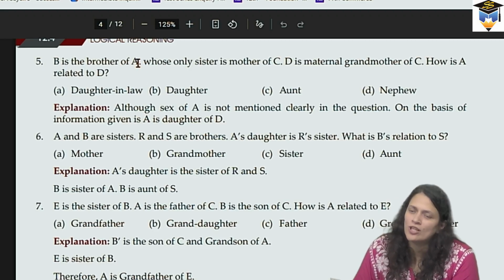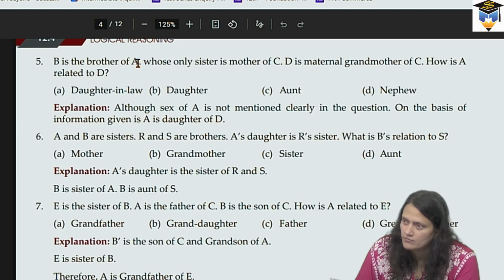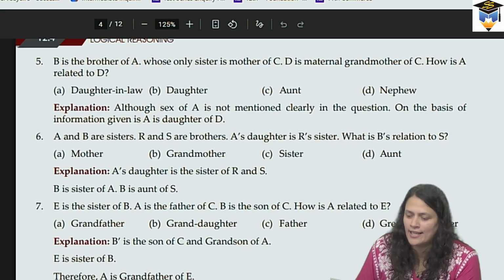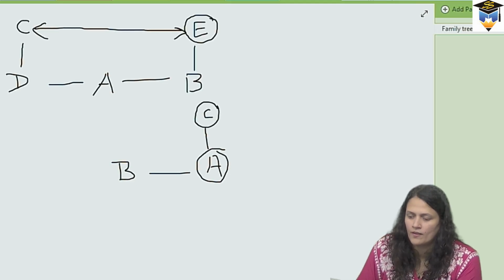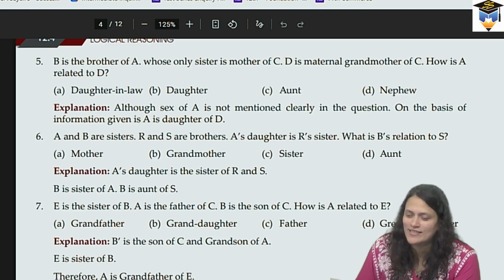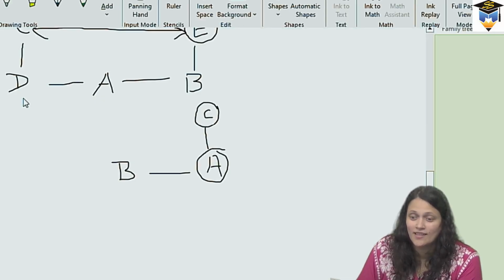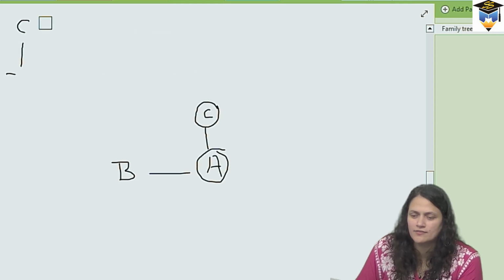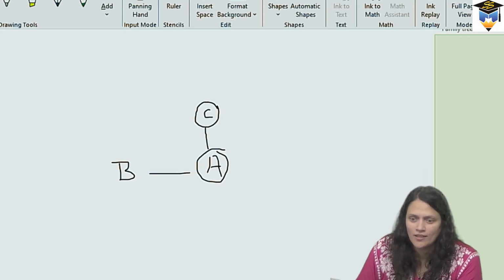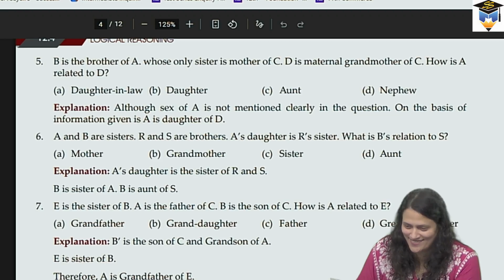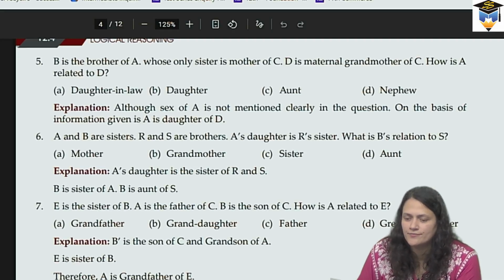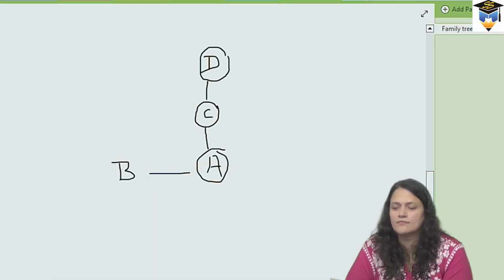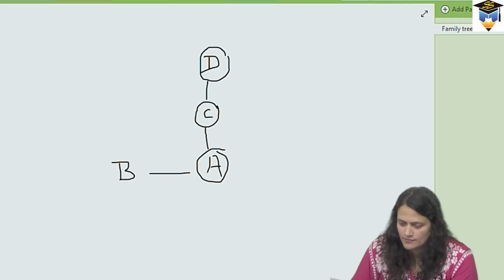So whose only sister म्हणजे कोण असणार आहे? B ची only sister A ही रहेगी. A is his sister. And उसकी mother है C. D is the maternal grandmother of C. Maternal grandmother. आजी? नाही. D is the maternal grandmother. म्हणजे D परत female. How is A related to D? Grandmother.